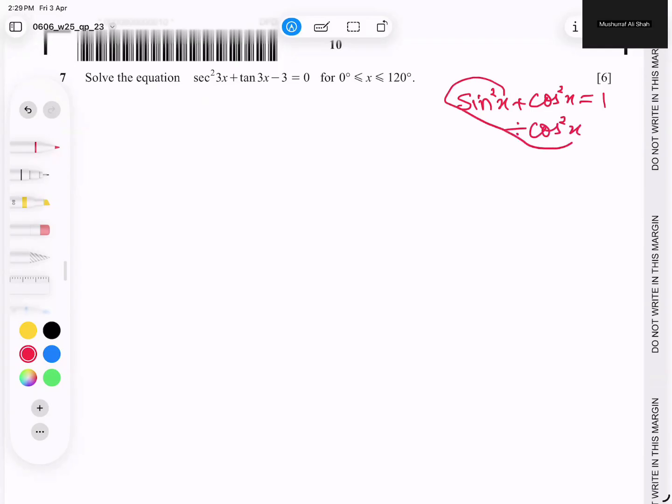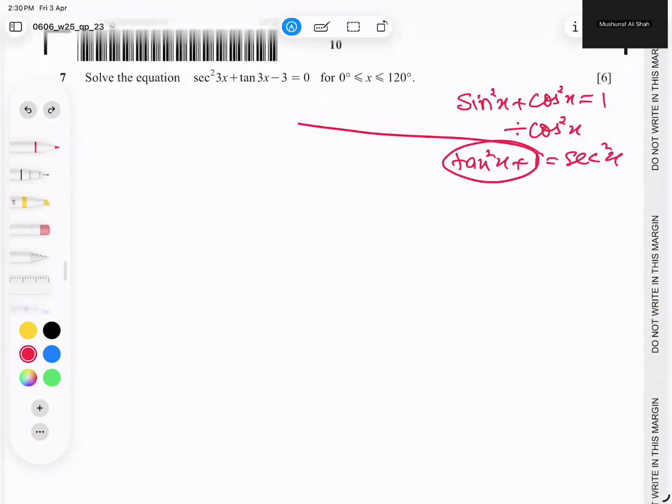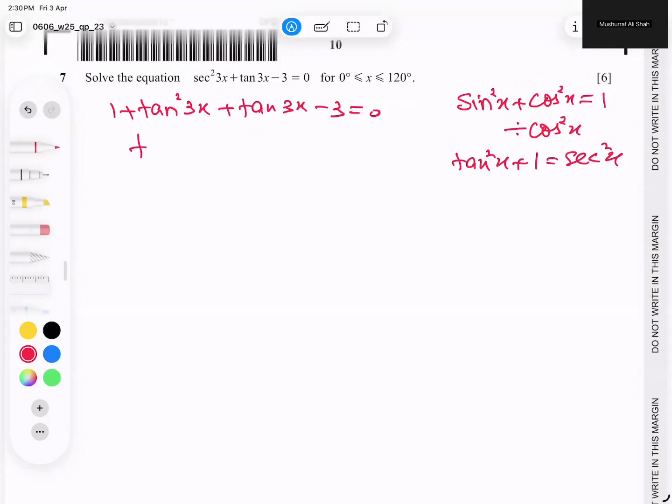sine square by cos square gives us tan square. And cos by cos gives us 1. And 1 by cos will give us secant. So this secant square can be replaced by 1 plus tan square. So I'm writing here 1 plus tan square 3x plus tan 3x minus 3 is equal to 0. Reorder: tan square 3x, tan 3x, negative 3 and plus 1 will give us negative 2.